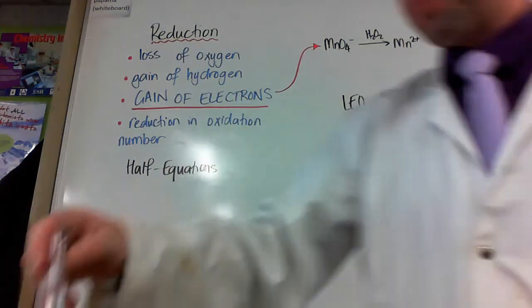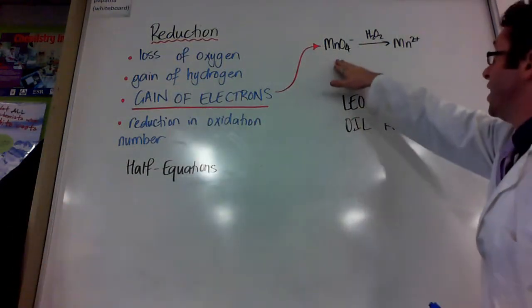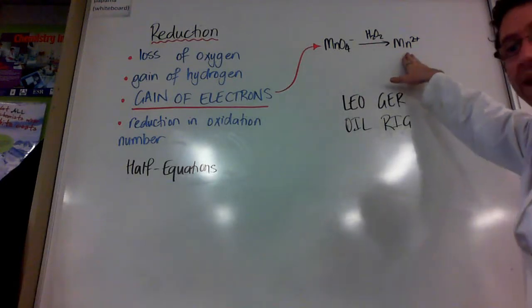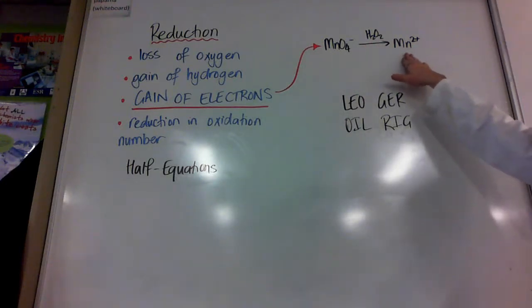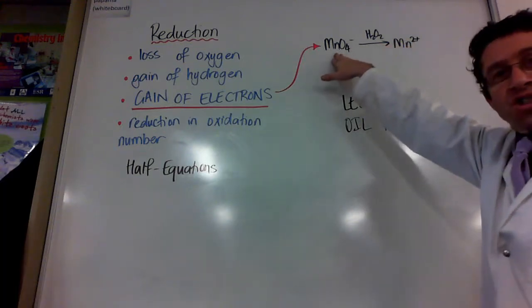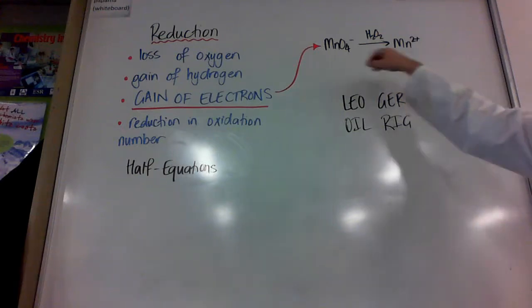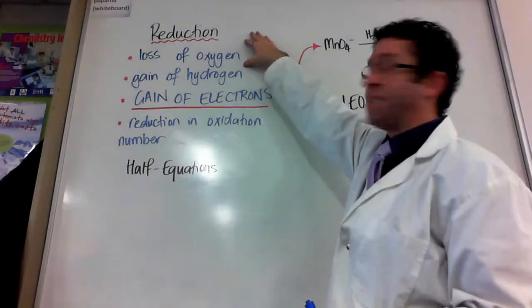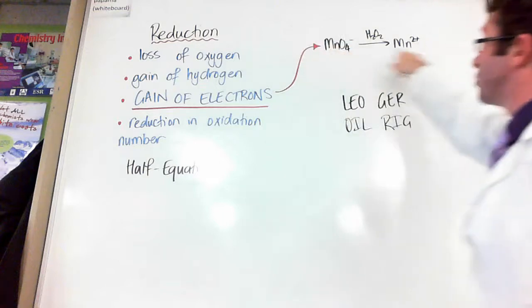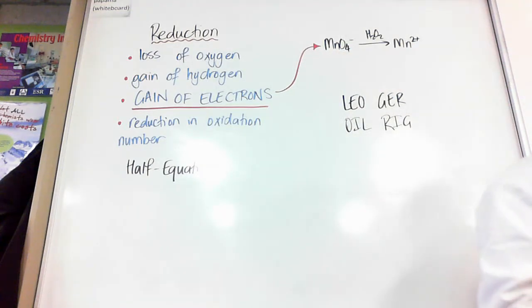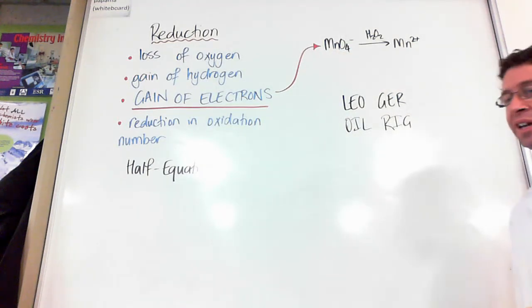Well, the purple permanganate has been reduced to the nearly colourless manganese 2 ion, or manganese 2 plus. You can see this one has oxygen atoms in it, and this one does not. So that fits our first criteria: the loss of oxygen is reduction. Well, we actually need to show it as a transfer of electrons.